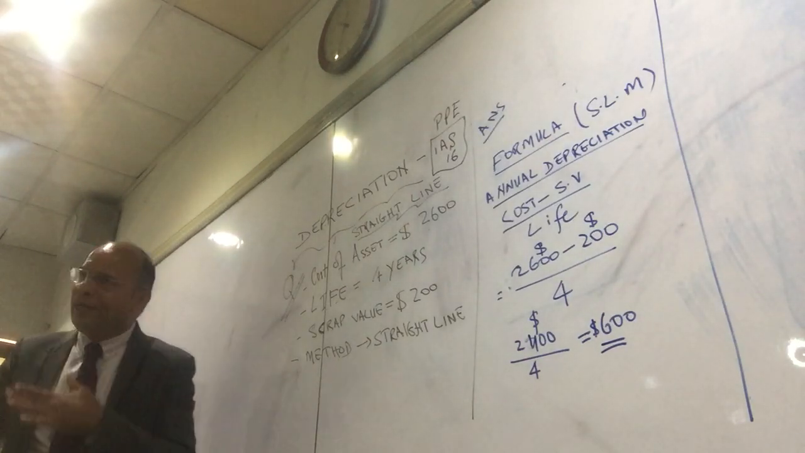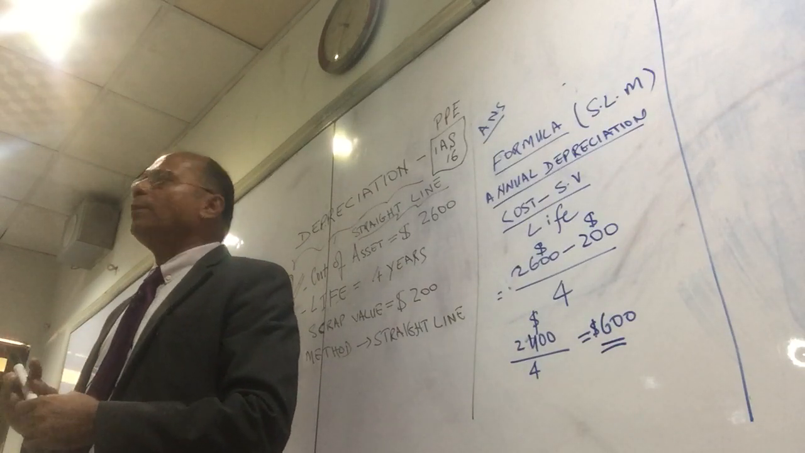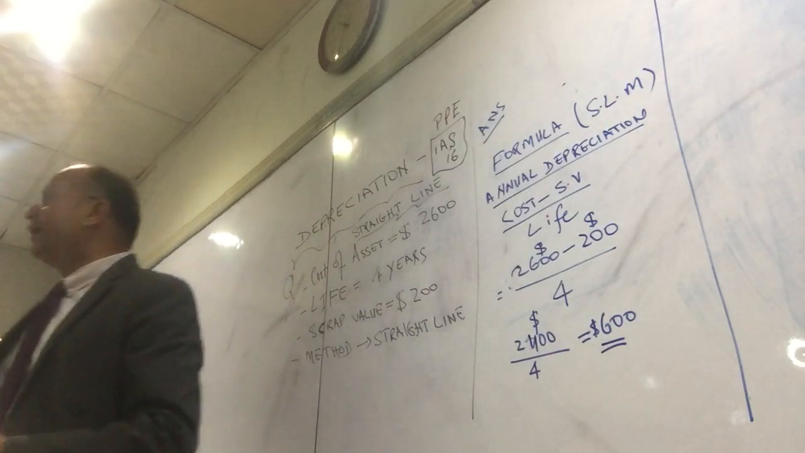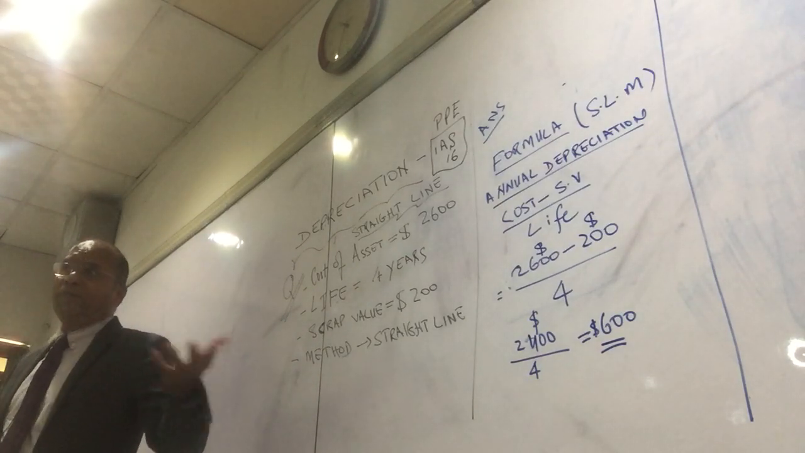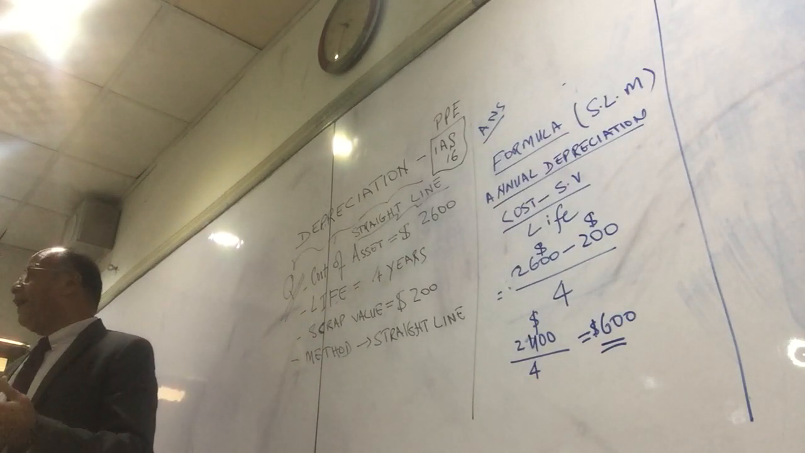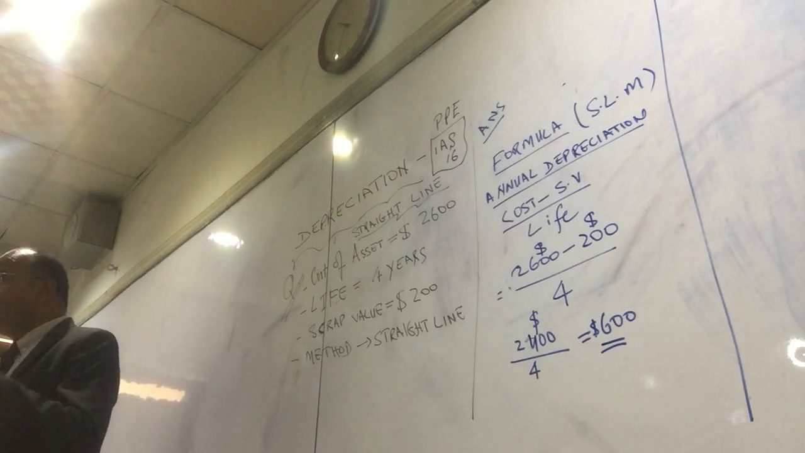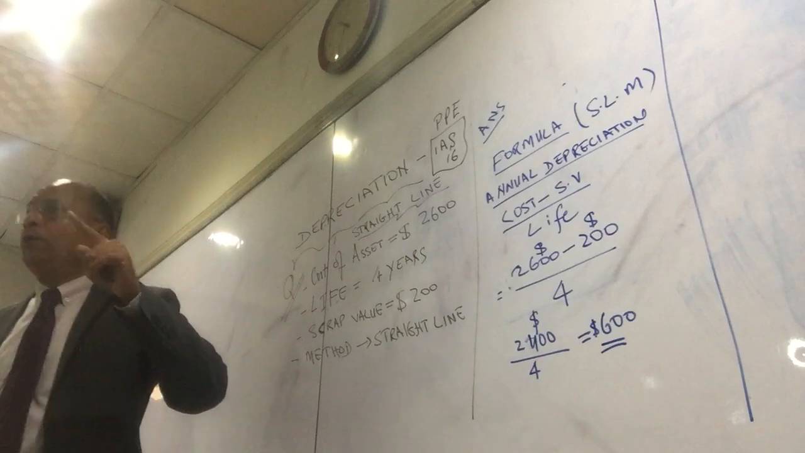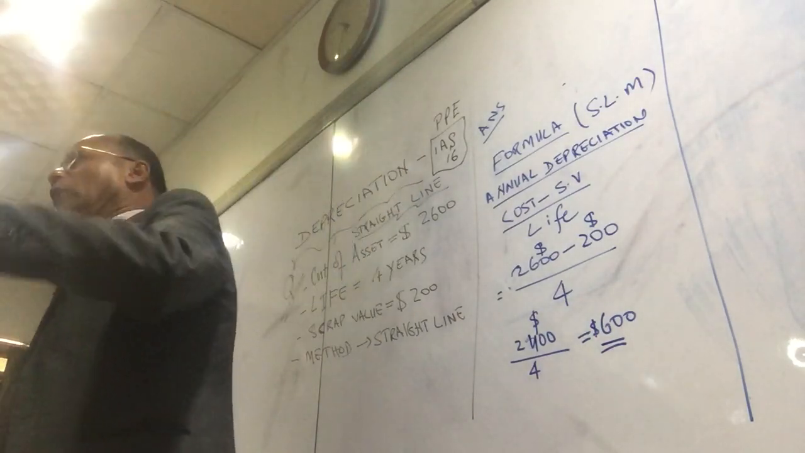Property, plant and equipment. Property. When we talk about property, it means we are talking about buildings. In general terms, we can say land as well. But land appreciates. The cost of the land does not go down. The cost of a building goes down.